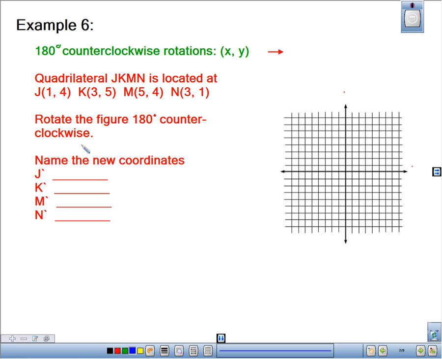So let's draw on our quadrilateral. Notice, okay, we're going to keep these points the same just for ease of use. So at 1, 4 is where J will be. Okay? K will still be at 3, 5. M will still be at, let's see, 1, 2, 3, 4, 5, 4. So there it is. M we said. And then N still going to be at 3, 1. Okay? So that doesn't change.